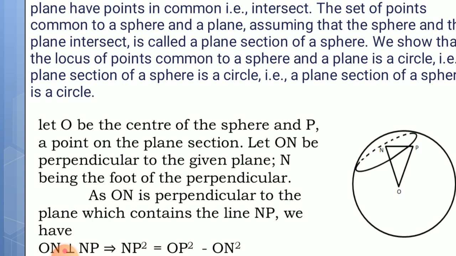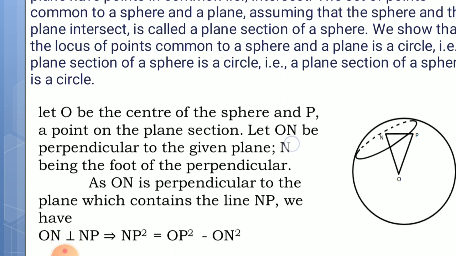As O is the center of the sphere, it is a fixed point. N is a foot of perpendicular drawn from the center of the sphere on the plane. Therefore, N is also a fixed point. And as ON is perpendicular to the plane, that means ON is perpendicular to the line NP. And therefore, this triangle ONP is a right angle triangle.